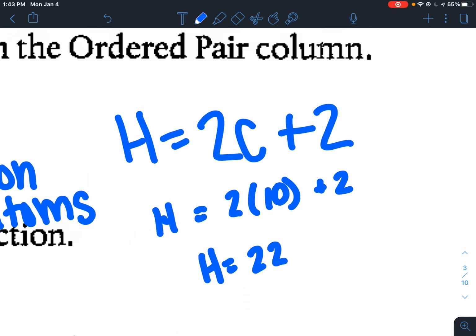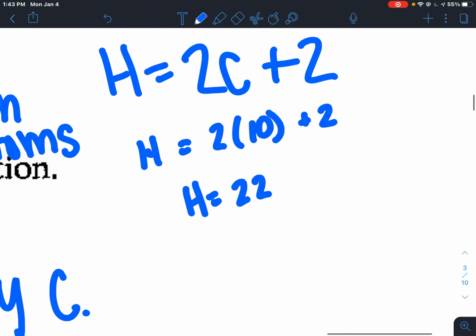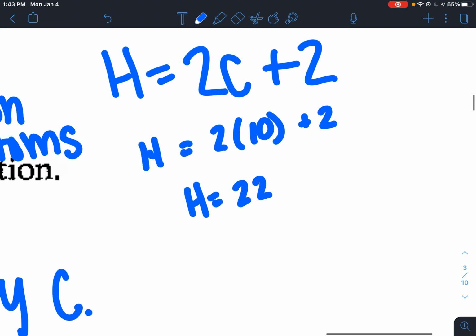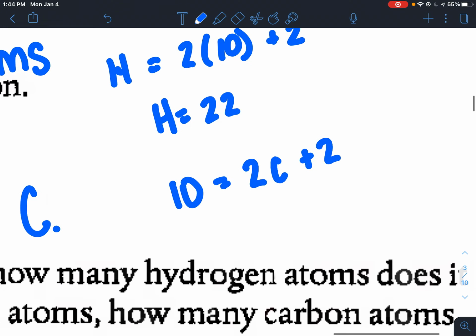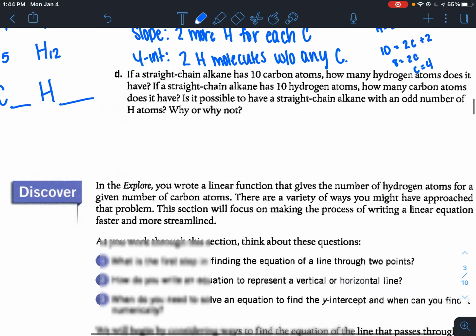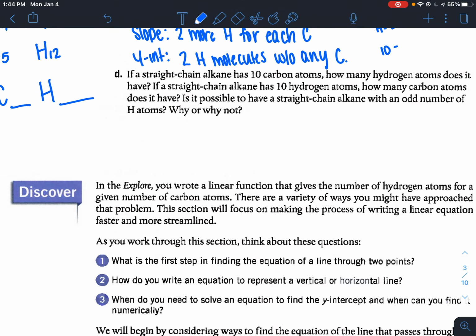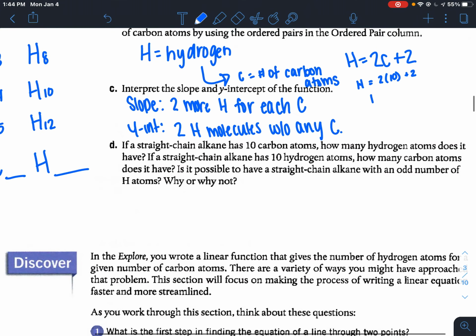And if I had 10 hydrogen atoms, how many carbons would I have? So I'd have 10 equals 2C plus 2. So I have 8 equals 2C. So C would be 4. Okay, so let me erase all that. The answer pops up. Okay, so 22 and 4 is what we had.